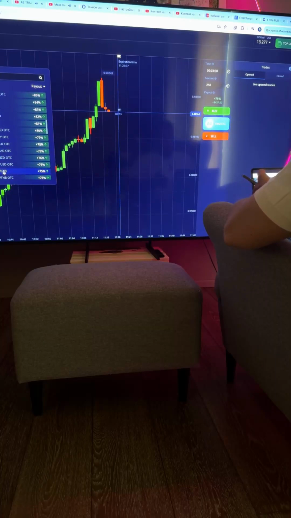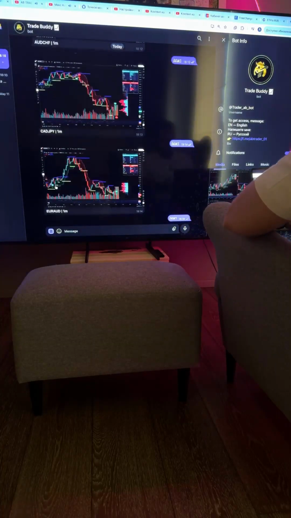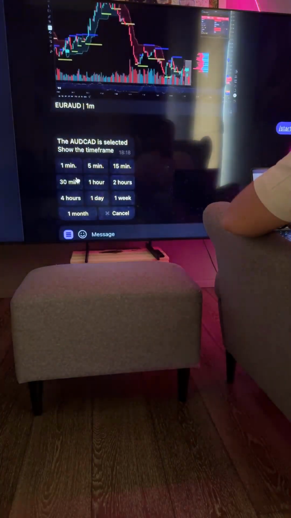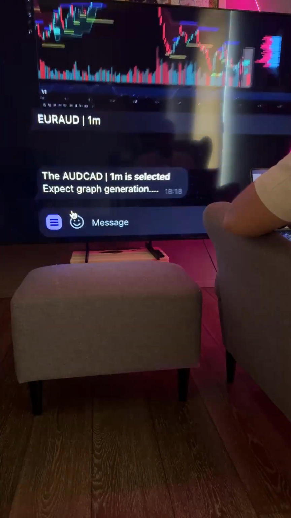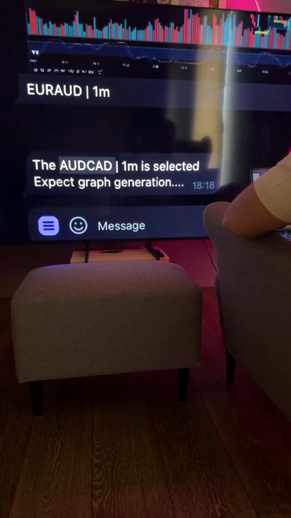Let's look at the AUD CAD currency pair. Yes, I have a loss here too, guys. So now we'll try to recover. The currency pair is Australian dollar, Canadian dollar, time frame M1. Open the AUD CAD currency pair on your end. Australian dollar, Canadian dollar, time frame M1. Let's take a look, guys.